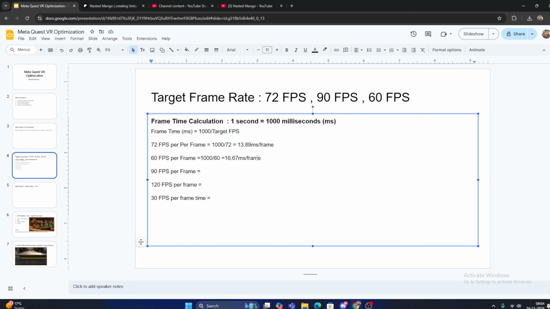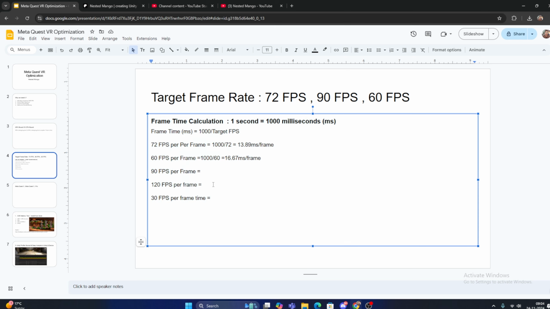What you can notice is that the lower the fps, the higher the ms, like 16.67 ms per frame for 60 fps. And here is 72, which is greater than 60, and this value is 13.89, which is less. So if you go with 120 fps, the ms will be even less. If you go with 500 fps, your ms will be very small. So this calculation is very important.